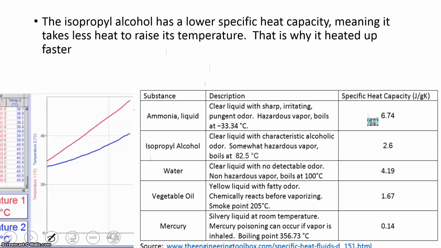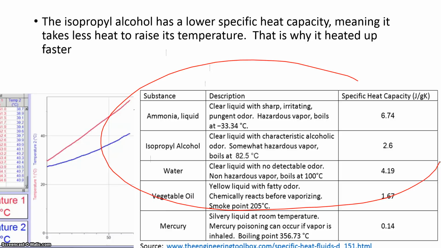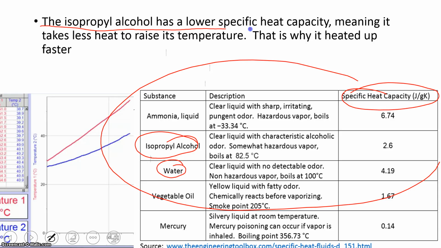All right, I wanted to point out the chart. This chart appears on your paper. It shows the specific heat capacity of different substances. One of them is isopropyl alcohol, and one of them is water. Notice that the isopropyl alcohol has a lower specific heat capacity, meaning it takes less heat to raise its temperature. The isopropyl alcohol has a specific heat capacity of 2.6, which is lower than water's, which is 4.19.